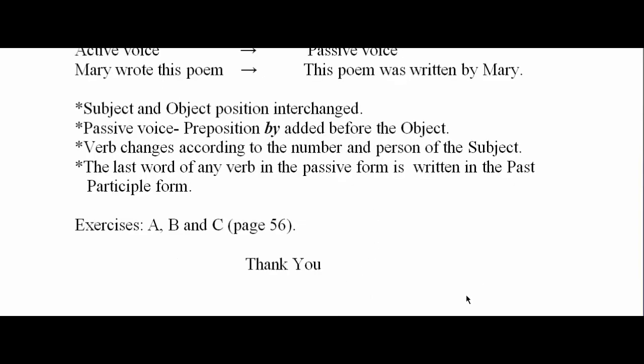Now, verb changes according to the number and person of the subject. This is common knowledge, how the verb has to agree with the subject in terms of person and number. That we have learned in our lower classes also. So if it had been these poems, this would have been were written by Mary, but since it's singular, this poem was written by Mary. That is what it means here.